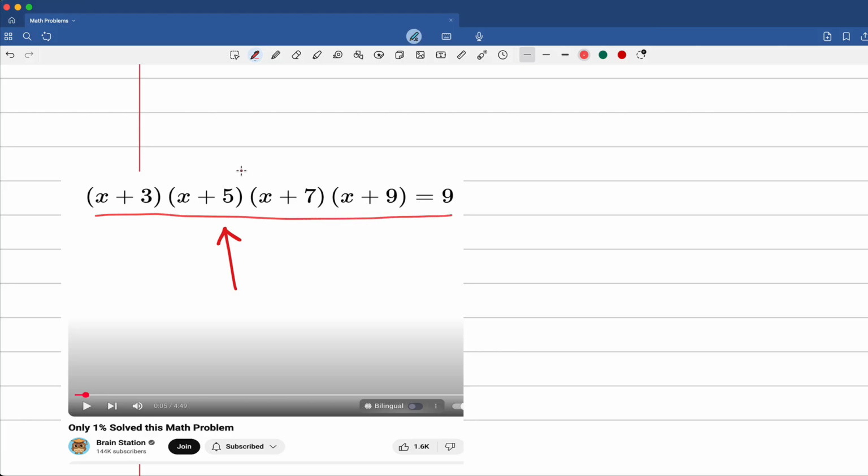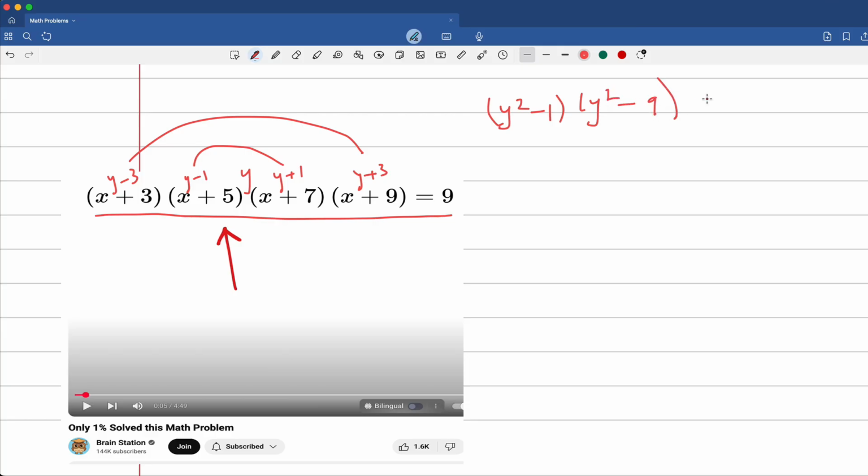So what you do is you think of this as y. So this becomes y minus 1, this becomes y plus 1, this becomes y minus 3, this becomes y plus 3. So when you multiply these two and you multiply these two, what you end up getting is y square minus 1 times y square minus 9 is equal to 9.